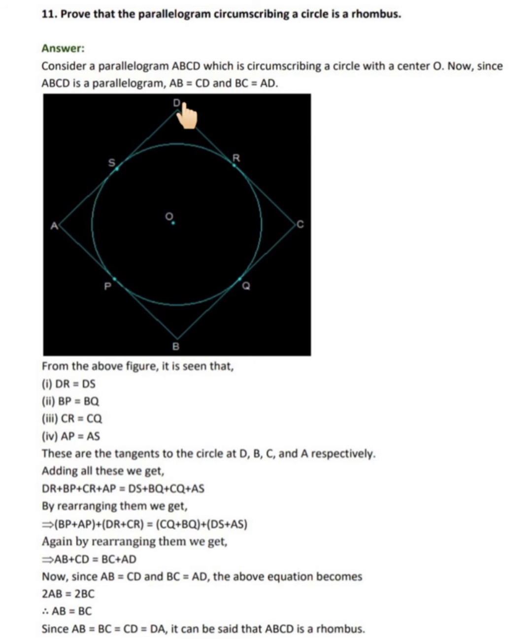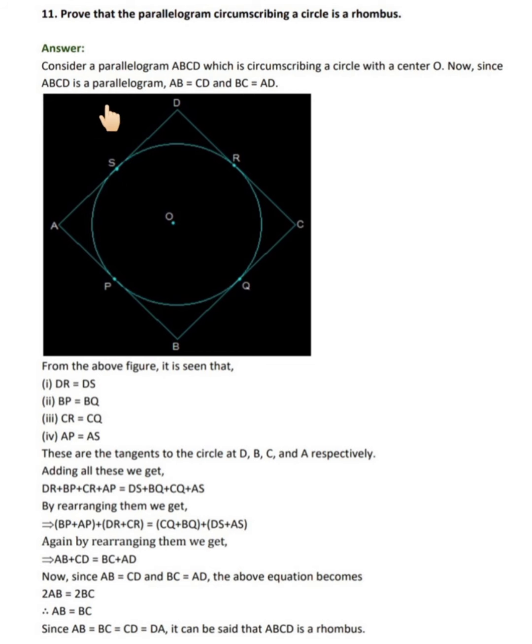We are only given that there is a parallelogram. It is circumscribing a circle. Circumscribing means the parallelogram is drawn outside the circle, where all four sides of the parallelogram will touch the circle at some point. Okay, it means there must be one common point between each side of the parallelogram and the circle. So consider a parallelogram ABCD. This is a parallelogram ABCD which is circumscribing a circle with center O. This is the circle with center O, and this parallelogram is circumscribing the circle.